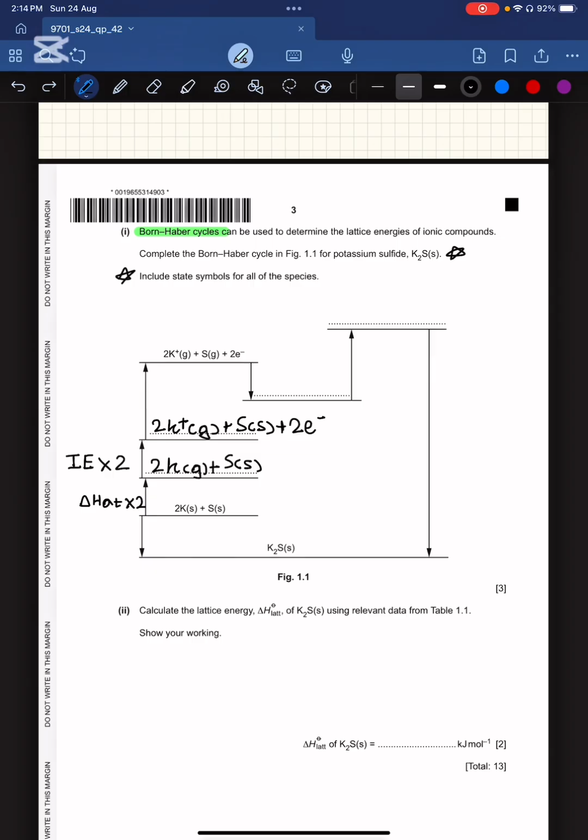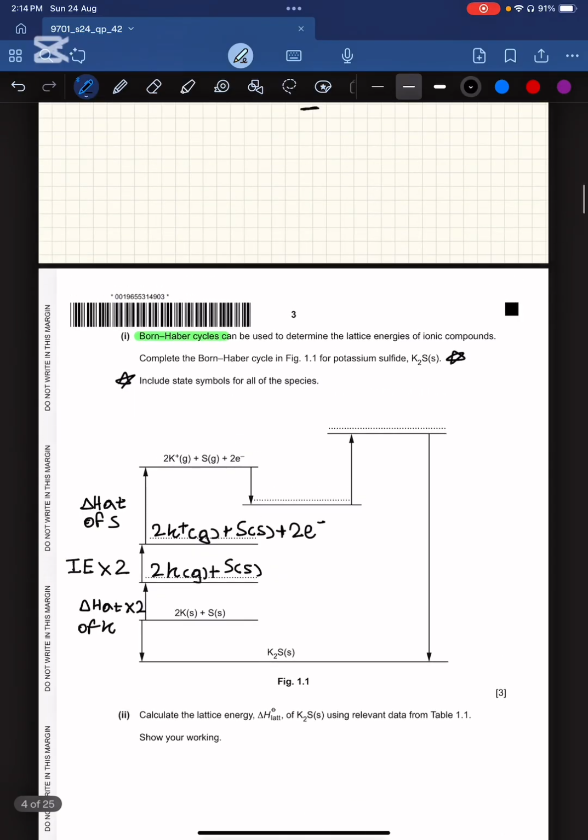Now I need to take care of sulfur. The only thing I need to do is convert it from a solid to a gaseous state. And what is that? Enthalpy change of atomization of sulfur. This was of potassium. Now then, I need to make sulfur gain 1 electron, and then here I need to make it gain another electron.